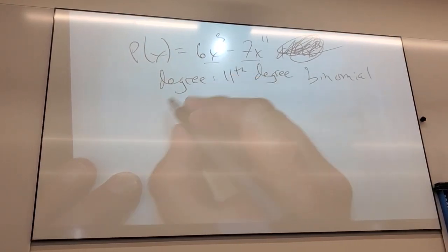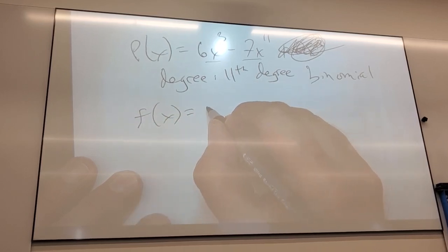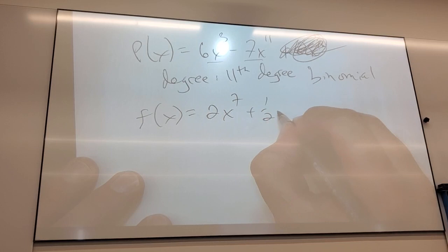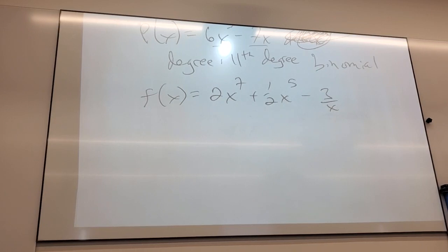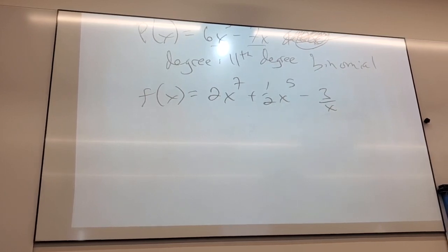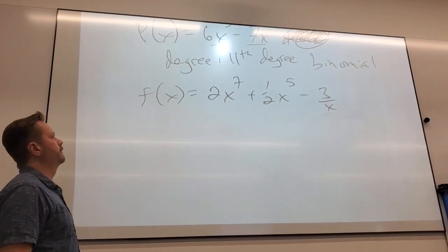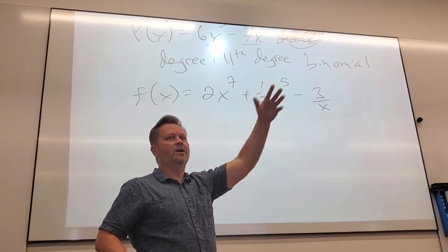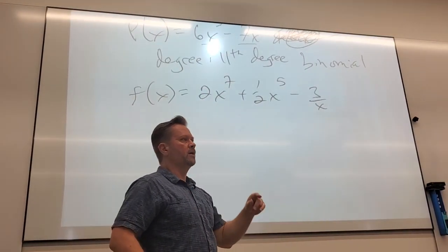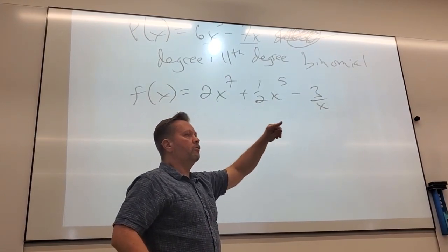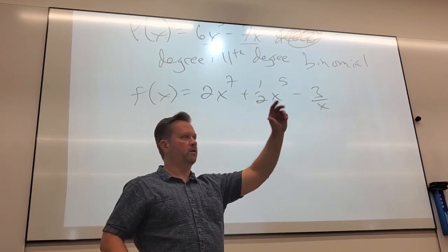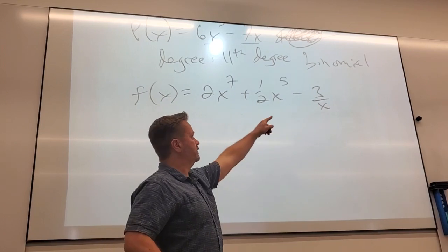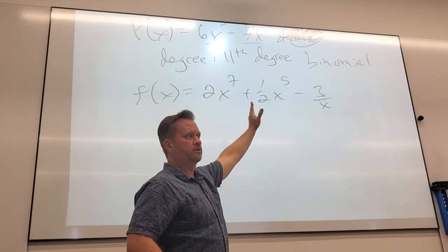And then, of course, what about this little dude here? 2x to the 7th plus 1/2 x to the 5th minus 3 over x. Is there a problem with the 1/2? No, it's just a number. All I care about is the powers being whole numbers. You would say x has a 1 on it, but you'd be wrong. If I wrote it on the top, what would the power be? So it's x to the -1. So that's not a polynomial.